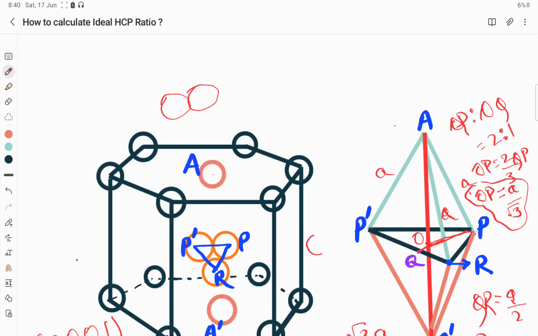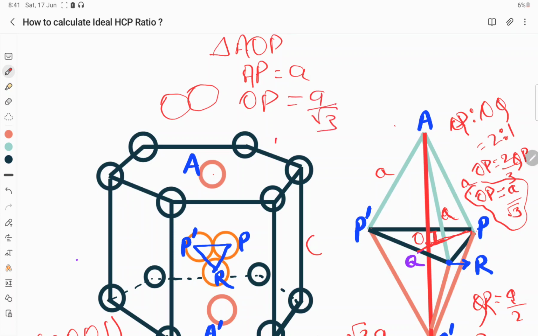Now we take triangle AOP, which is again a right angle triangle. We know the distance AP is a, and we also know the distance OP, a by √3. We have to calculate AO. Applying the Pythagoras theorem, the hypotenuse length is a and the base distance is a by √3.